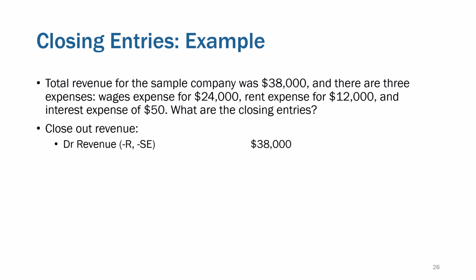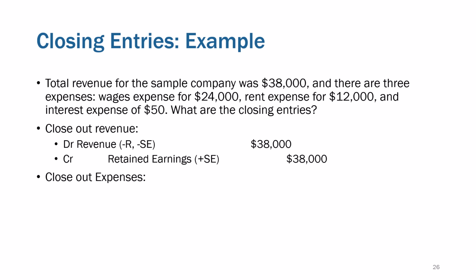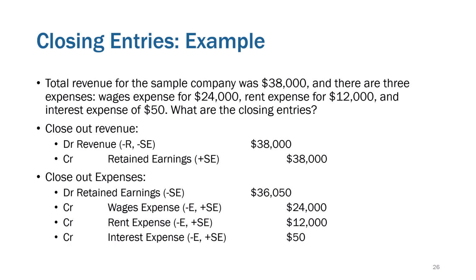So what happens is revenue normally has a credit balance. We debit it to get rid of it. But we don't just debit it and stop, right? It has to go somewhere. It goes into retained earnings with a credit to retained earnings. And then we close out the expenses.